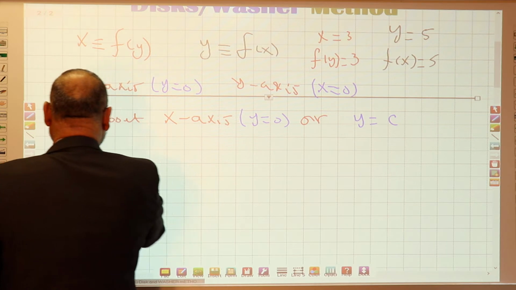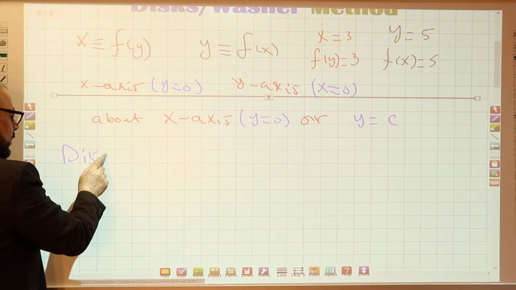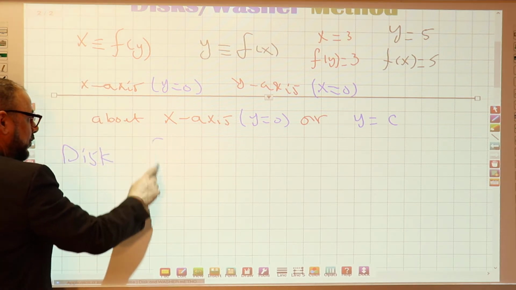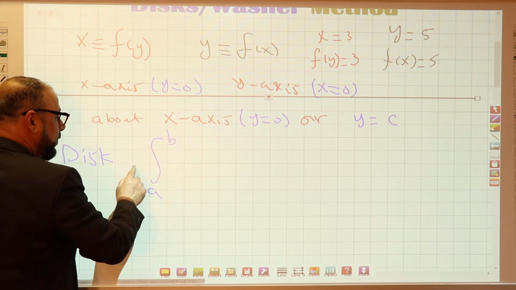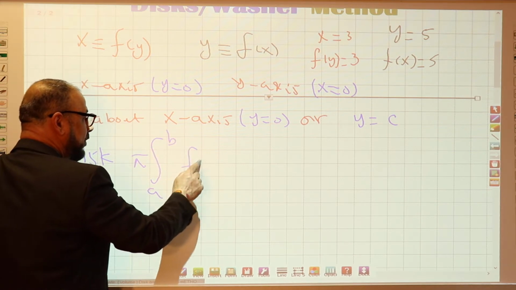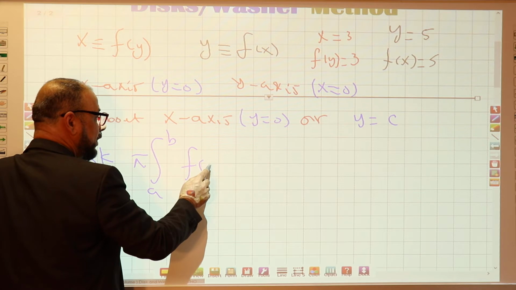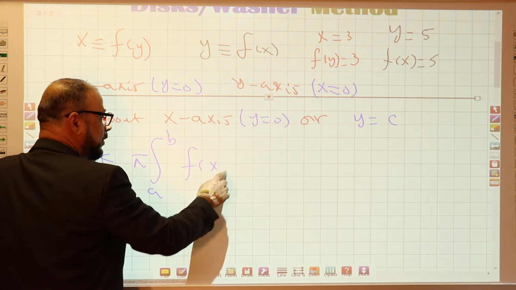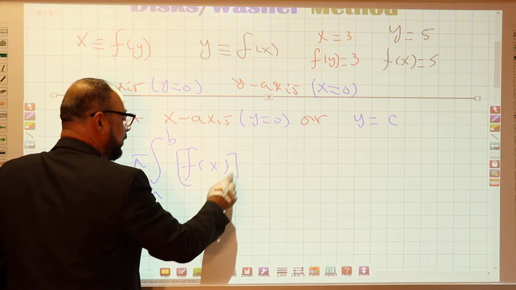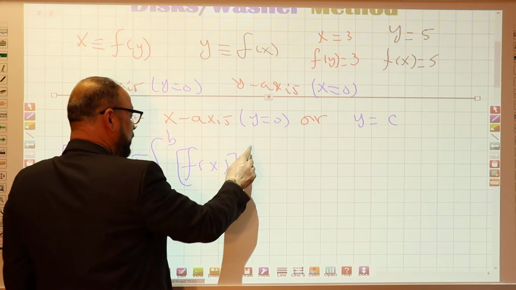Then for the disk method, about the x-axis, it is the integral from a to b of pi times f(x) squared dx. Okay.